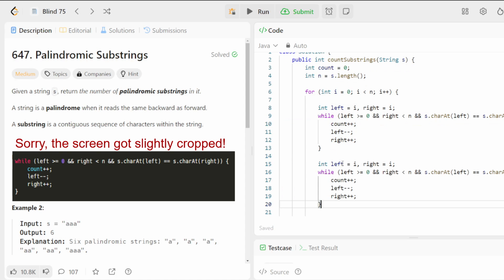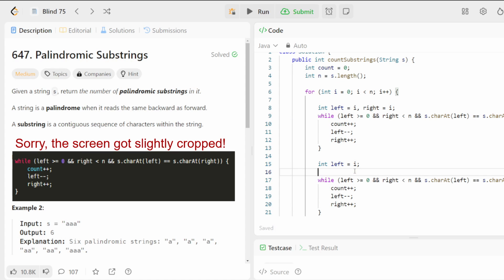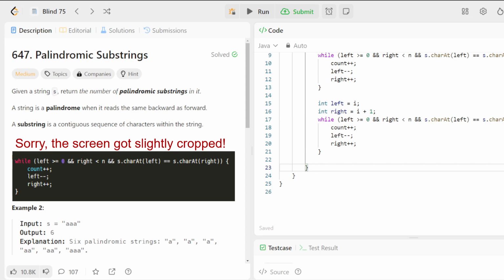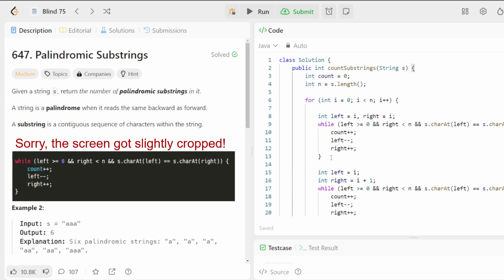But this time, what is the main difference? Well, left will start at I, sure. But right will not start on the same character. It would be on the next one. So I plus 1, exactly as we said in the algorithm. The while loop is exactly the same. So once we are done, just return count. So let's return count. That's it.